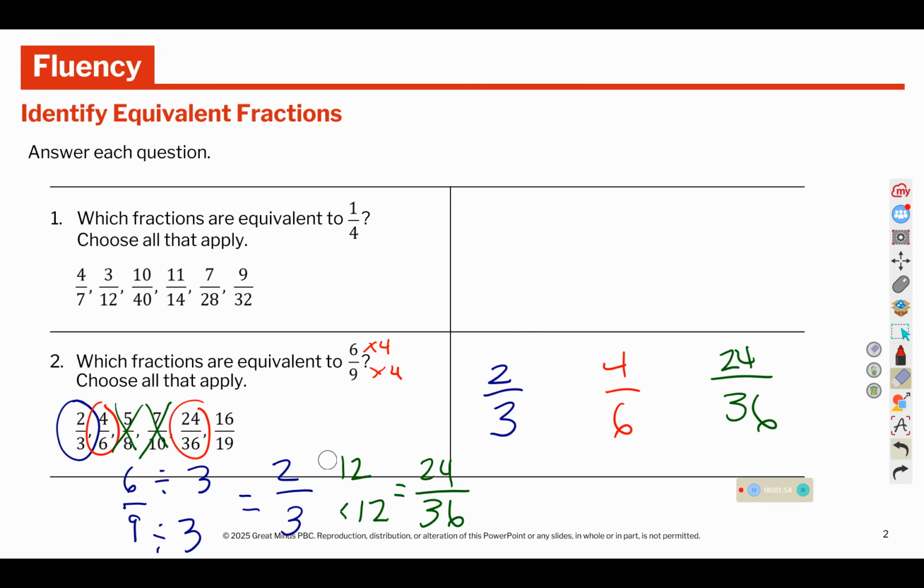If I wanted to turn a 2 into 16, 2 times 8 is 16, but 3 times 8 is not equal to 19. So these three fractions are equivalent to 6/9.